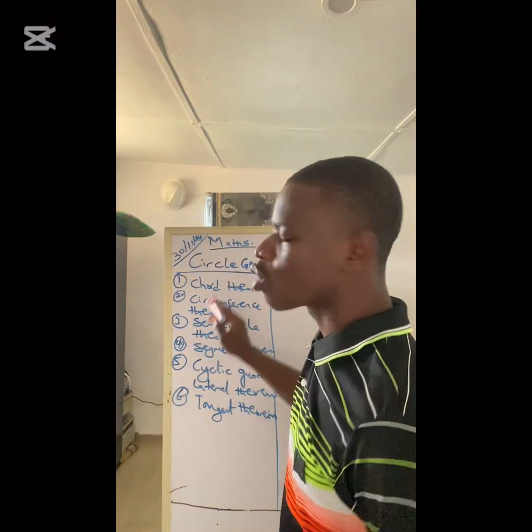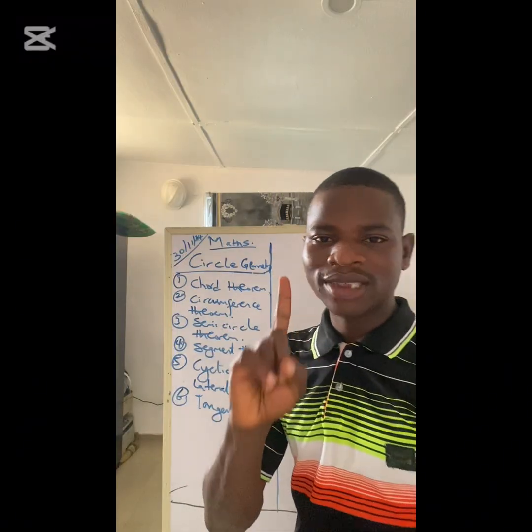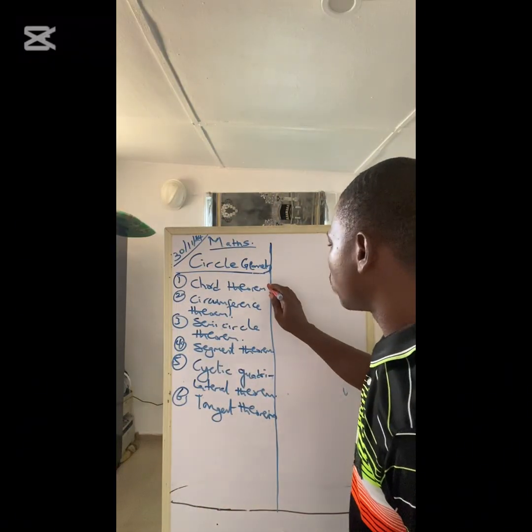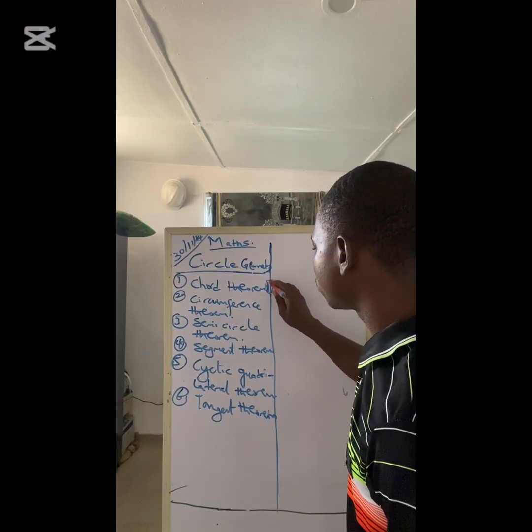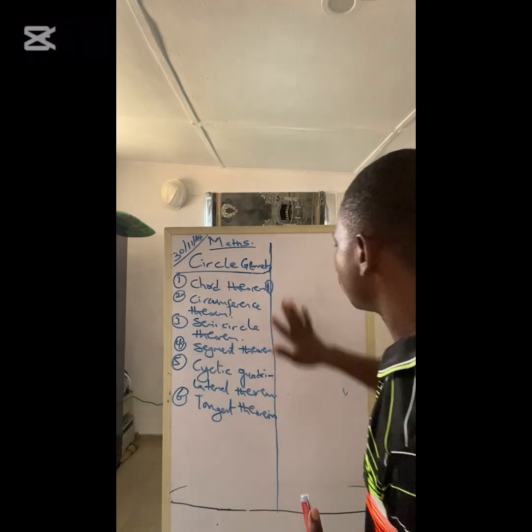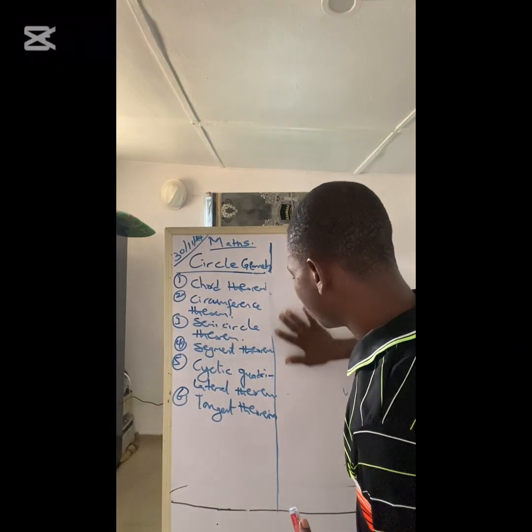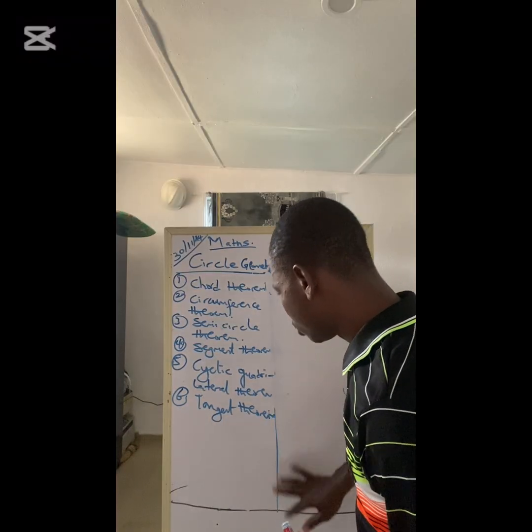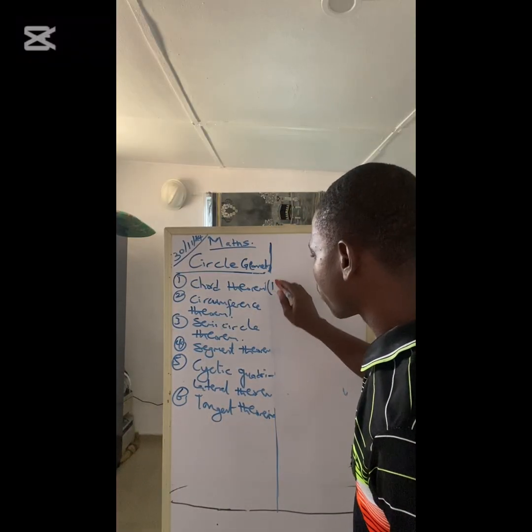For example, the first one, chord theorem. Chord theorem has only one theorem. This one is having one. As you can see it now, this one is having one. Let me just clean this line. So this one is having one theorem.